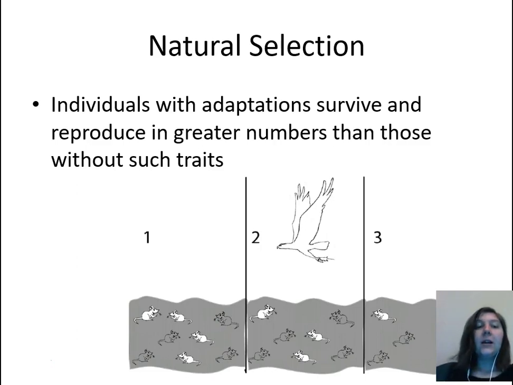Natural selection is that individuals with adaptation survive and reproduce in greater numbers than those without such traits. In the example here, our adaptation is that some mice are gray. So whenever the birds are hunting, it's going to be harder for them to see the gray mice, and they will eat more of the white mice, which will decrease the amount of white mice in the population.